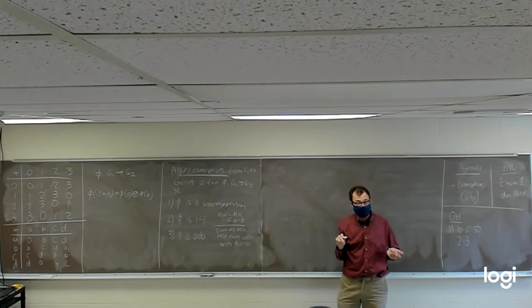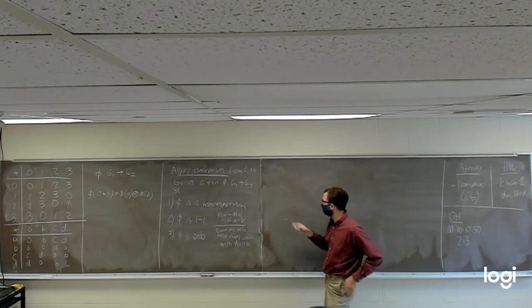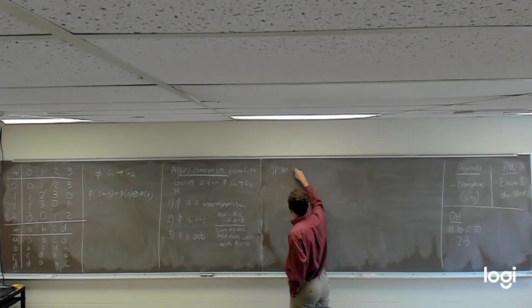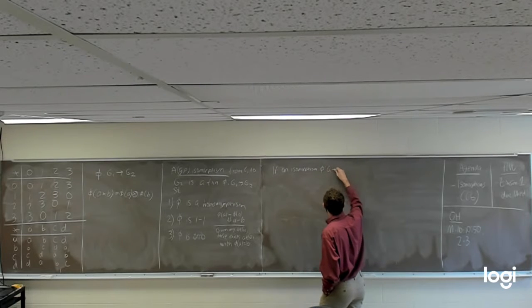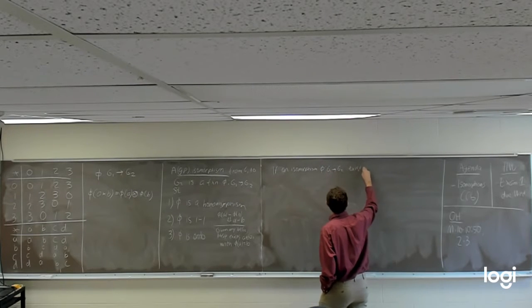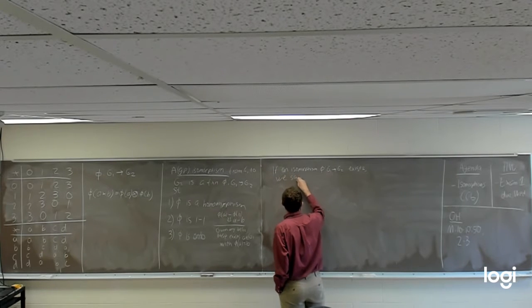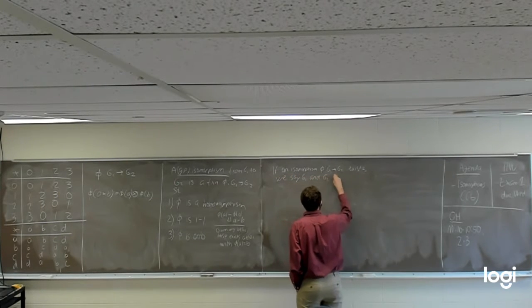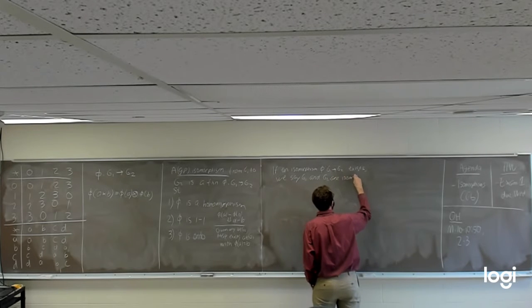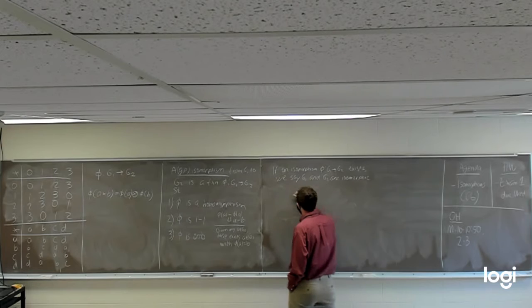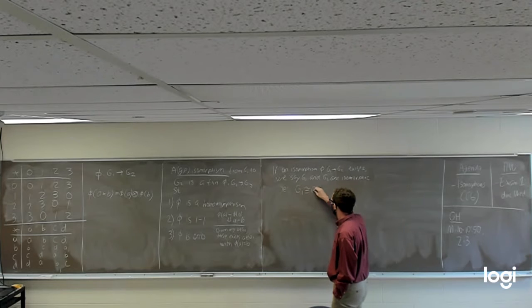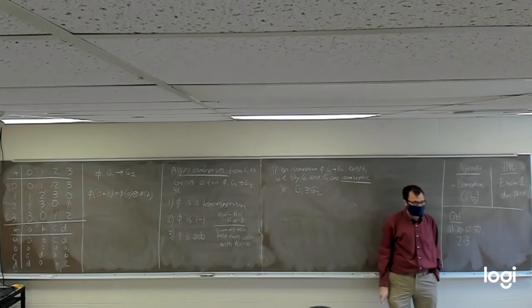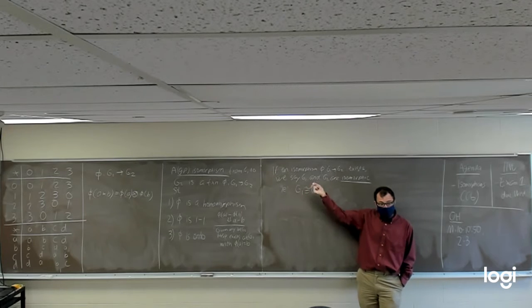And if we have two groups, and if there exists an isomorphism between the two groups, we call the two groups isomorphic to each other. If an isomorphism phi from G1 to G2 exists, we say G1 and G2 are isomorphic, which the shorthand notation for that is G1 isomorphic to G2.